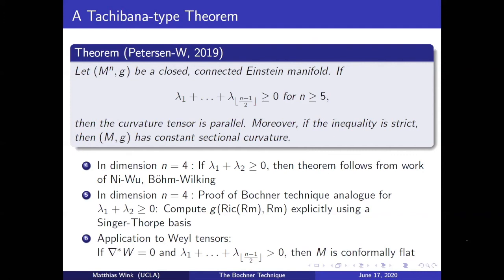We can also prove the corresponding rigidity result that the Weyl tensor is parallel if lambda 1 up to lambda (n minus 1) over 2 is non-negative. And I think this is a good place to stop.